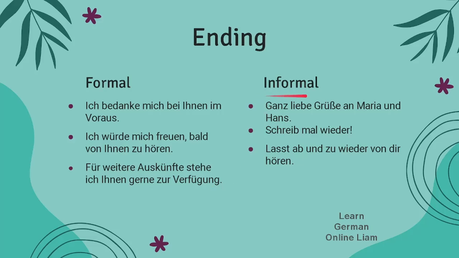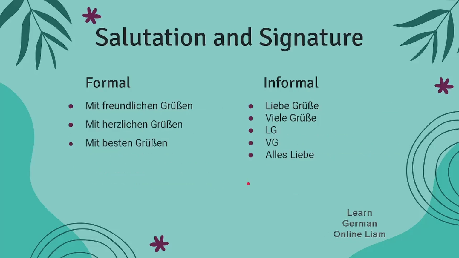Informally, you could end the letter like "Ganz liebe Grüße an Maria und Hans." Lovely greetings to Maria and Hans. "Schreib mal wieder." Please write back. "Lass ab und zu wieder von dir hören." Let me hear from you often, like I'm happy to hear back from you often. So you could write these formal or informal endings depending upon the person you are writing to and the situation. You could use any of these sample sentences.